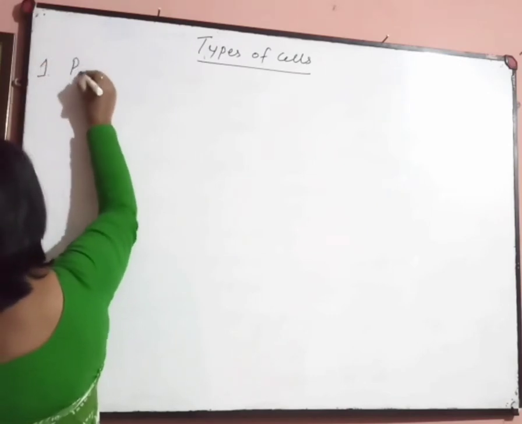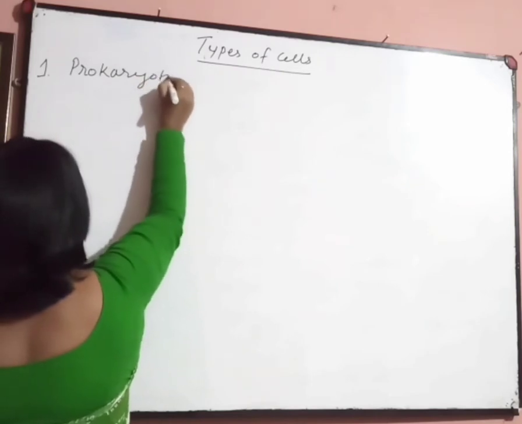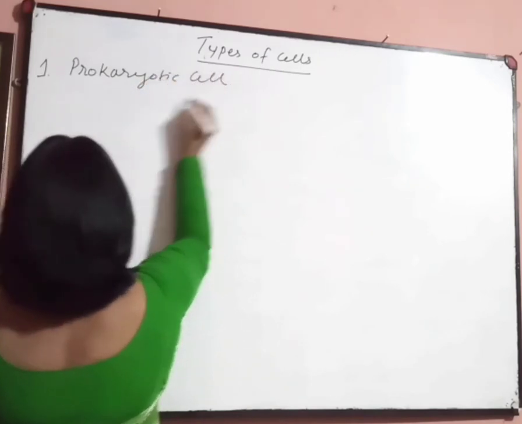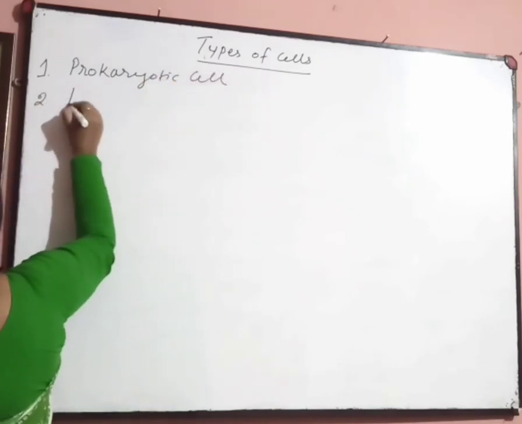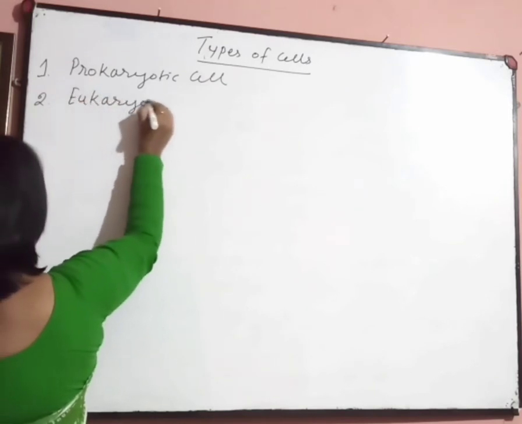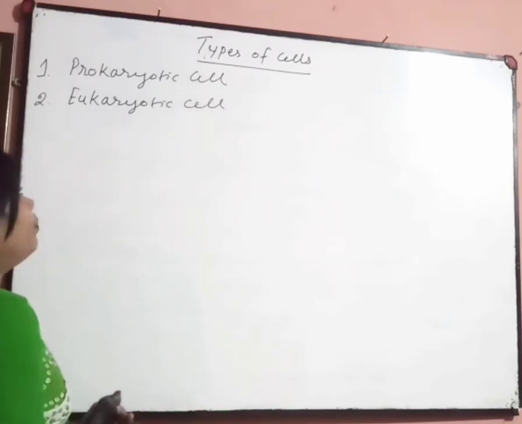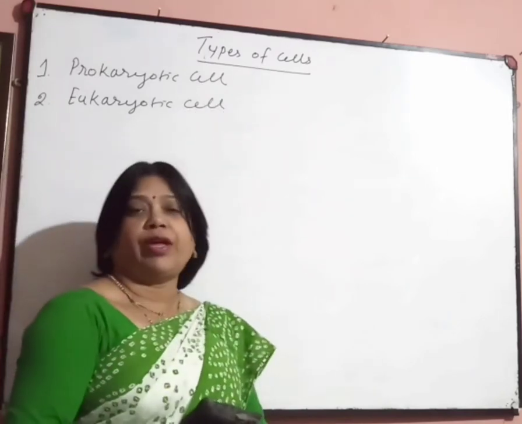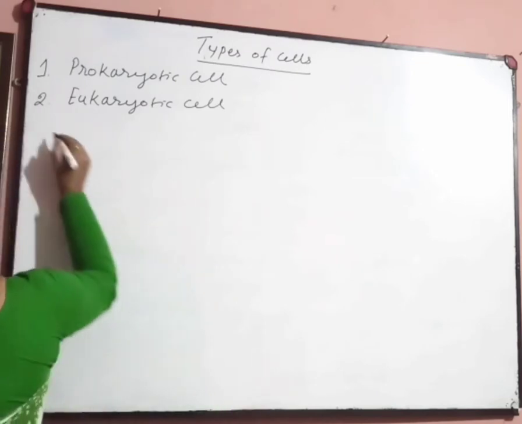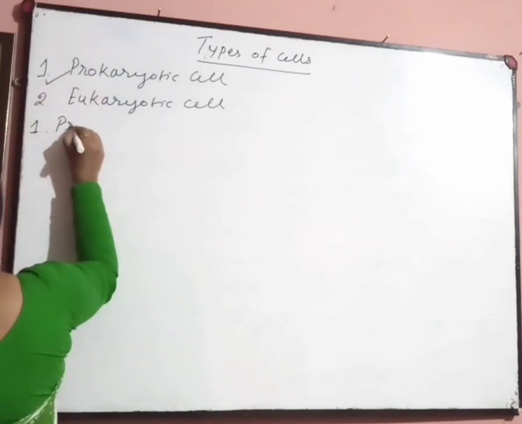First is prokaryotic cell and second is eukaryotic cell. Prokaryotic cell and eukaryotic cell. So first of all, prokaryotic.